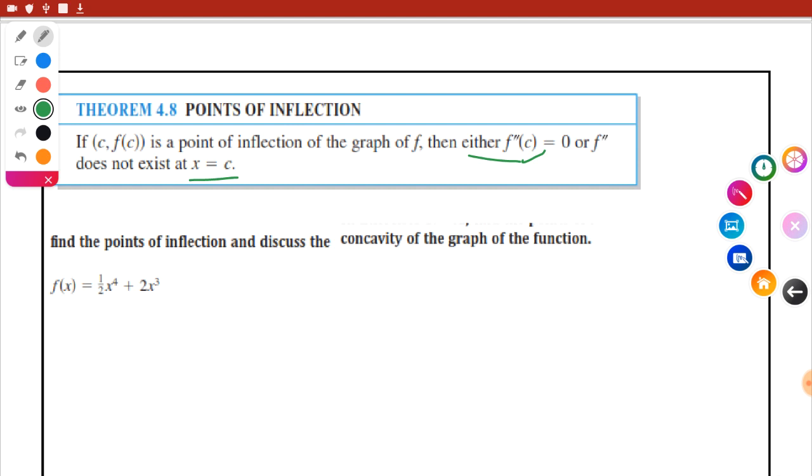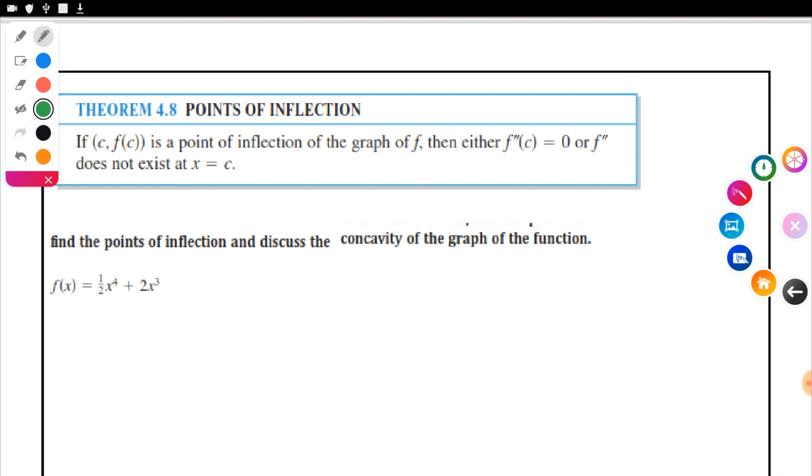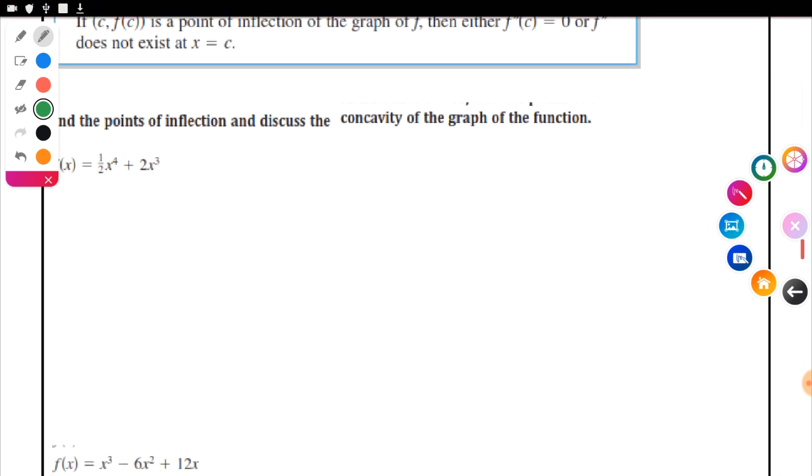Okay? But be careful. At the point of inflection, we have all of these properties. But if the second derivative equals 0 or does not exist, does it mean that at this point we have a point of inflection? No. It doesn't mean this. The concavity must change, and the graph has a tangent line. Okay? Let me show you how to solve a problem on this topic.